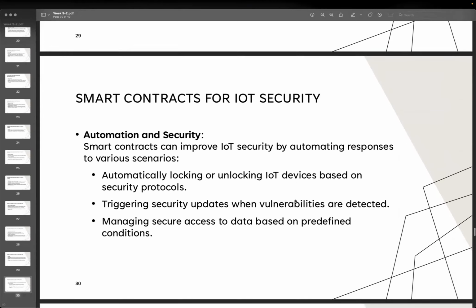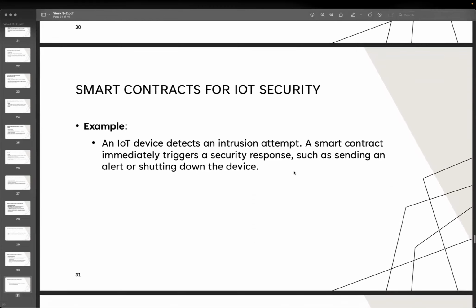Okay, and here's one example. If we have an IoT device and it detects an intrusion attempt, we will have a smart contract immediately trigger our security response. Let's say it sends an alert, shuts down the device, or terminates the connection, like this. So this is called a smart contract.